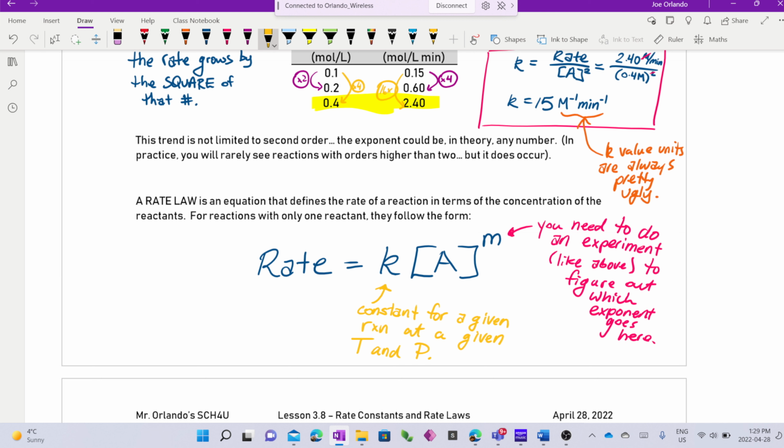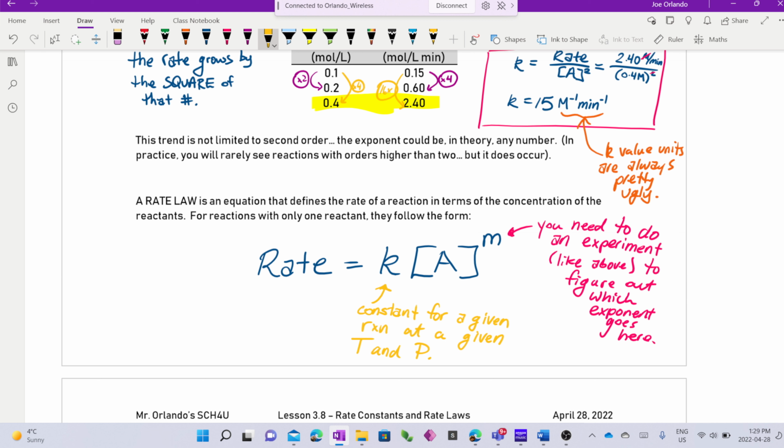If you change the temperature of a reaction, it's going to change. We'll talk about that tomorrow. If you change the pressure on a reaction system, it will change. But if you keep all that constant, then it will obey this law with that as a constant value. And you can look up the K values of different reactions online.